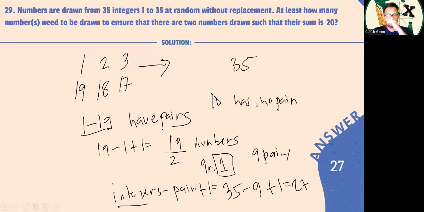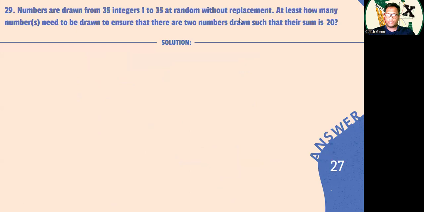Okay, any questions for number 29? So your goal here is just to get the number of pairs. Then after getting the number of pairs, use the formula integers minus pairs plus 1. And after that, you should be able to get the worst case scenario. Okay, let's go to number 30. But again, don't leave right away because we still need to solve some other numbers.